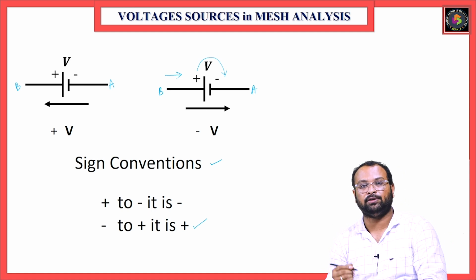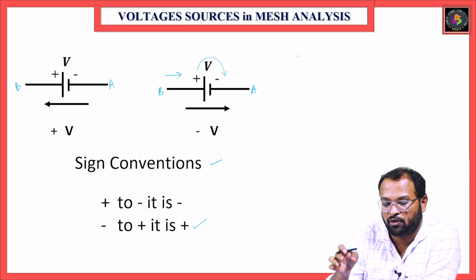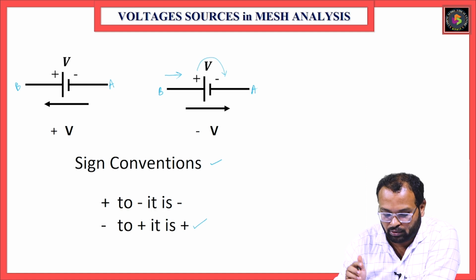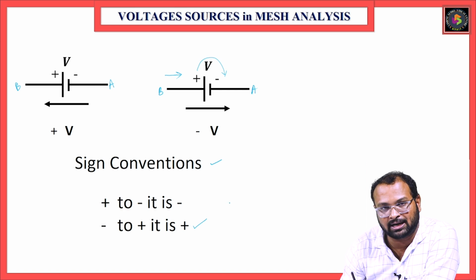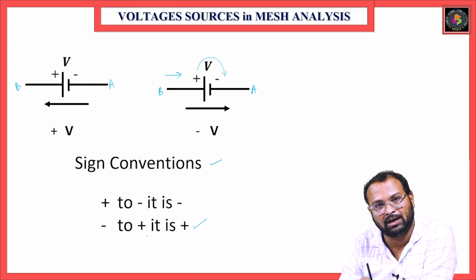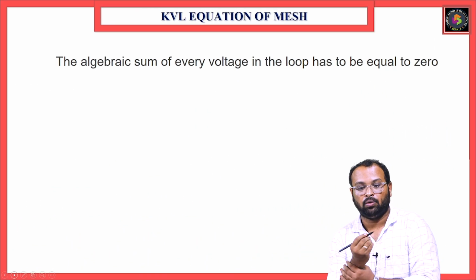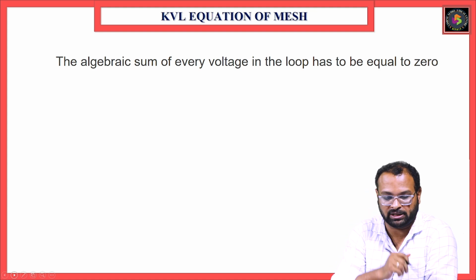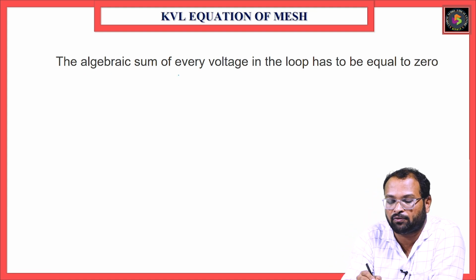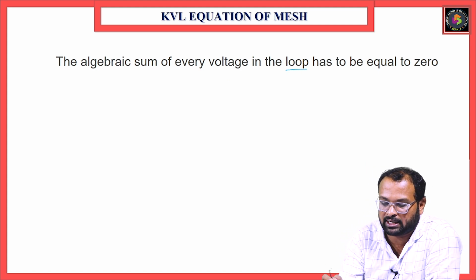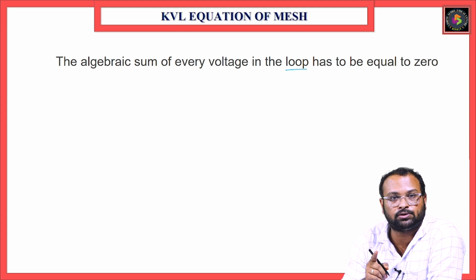So what sign conventions have we taken? If any resistor is there, from plus to minus, it is a minus, that means a drop in voltage. In the KVL equation, if the voltage goes from plus to minus, that is a drop in voltage, we consider minus of that voltage. If minus to plus, we consider plus, like a source voltage. Now we will write the KVL equation of a mesh. KVL says the algebraic sum of every voltage in the loop has to be equal to 0. Each mesh is a loop, and the loop should not enclose any other loops.